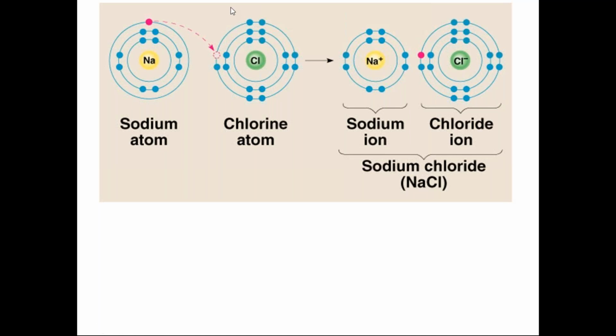And the chlorine atom is trying to complete its outer shell by gaining one electron to have the same electronic configuration as in the case of argon. Overall, sodium ions and chloride ions are formed. And the attraction forces between the sodium ions and chloride ions is called ionic bonding.